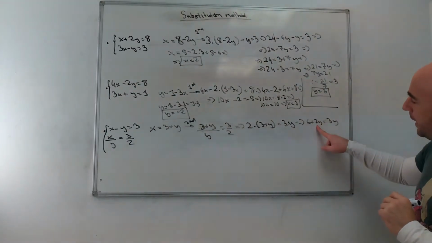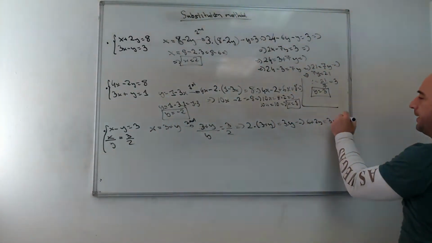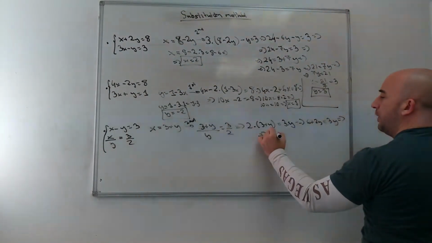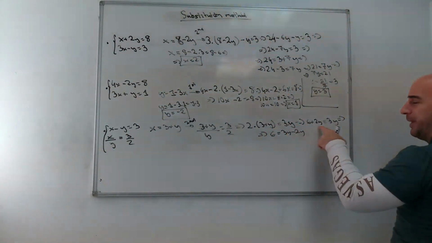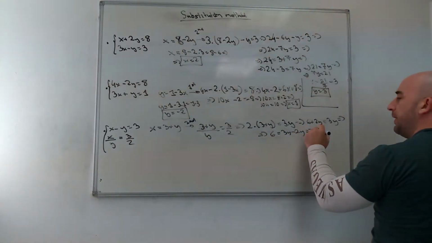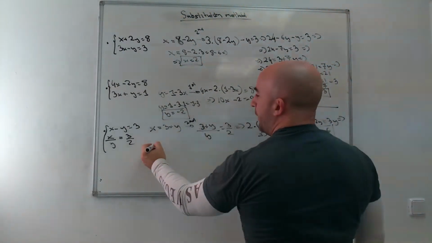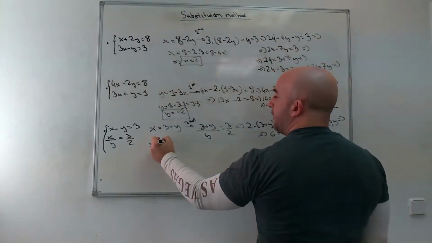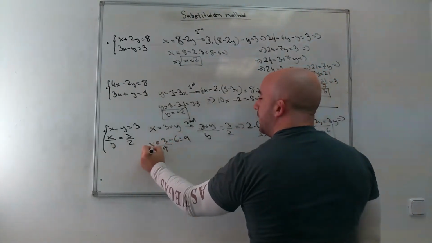I'm going to move the 2y to the right hand side so that I get a positive y. So 6 equals 3y minus 2y. It was plus 2y, so it's minus 2y. So 3y minus 2y is y equals 6. Substitute this value on the first equation, on the first step. 3 plus 6, 9. So x equals 9.